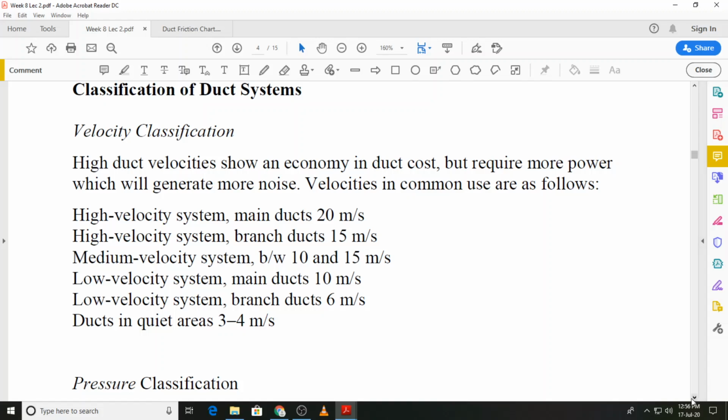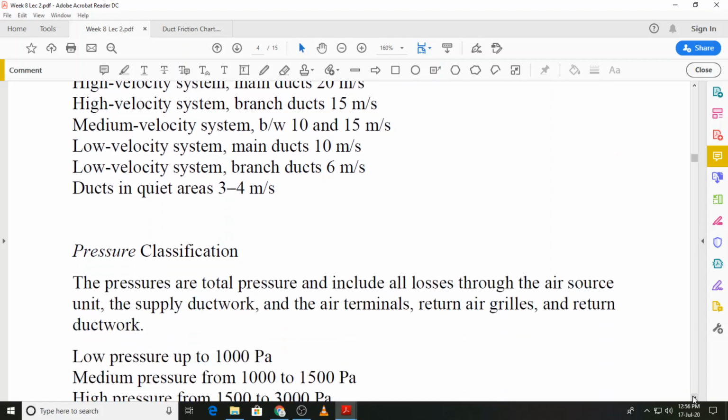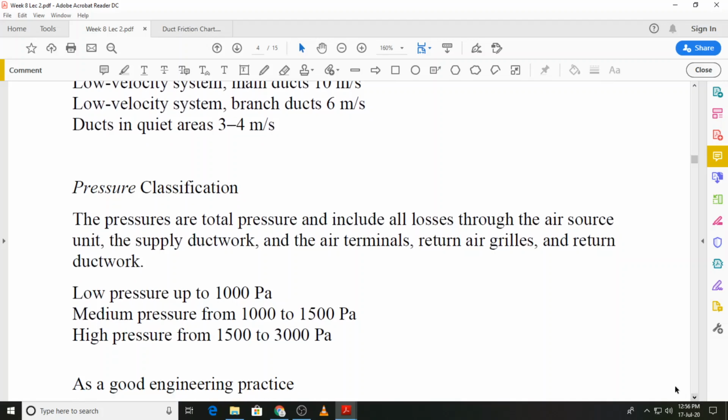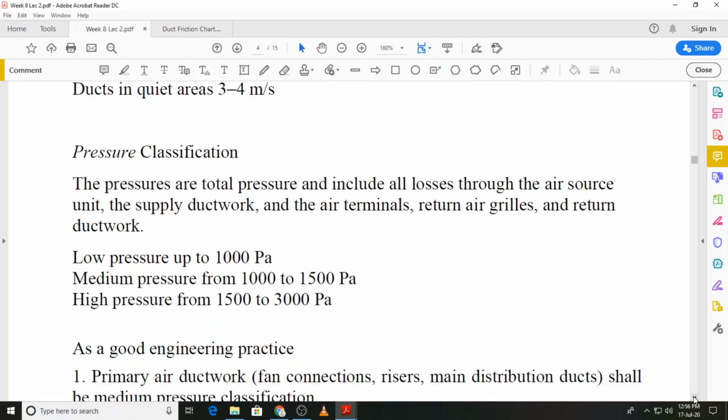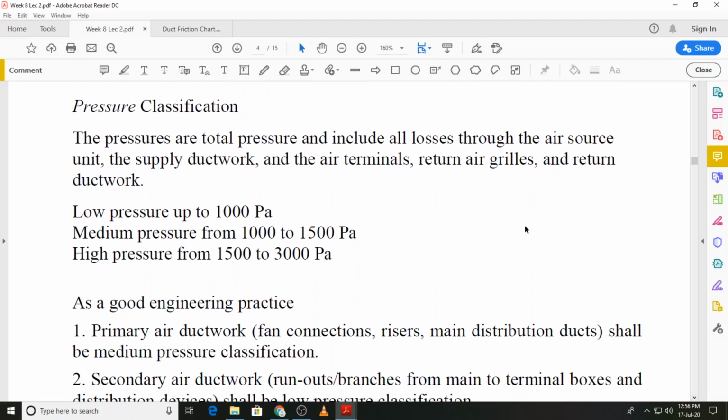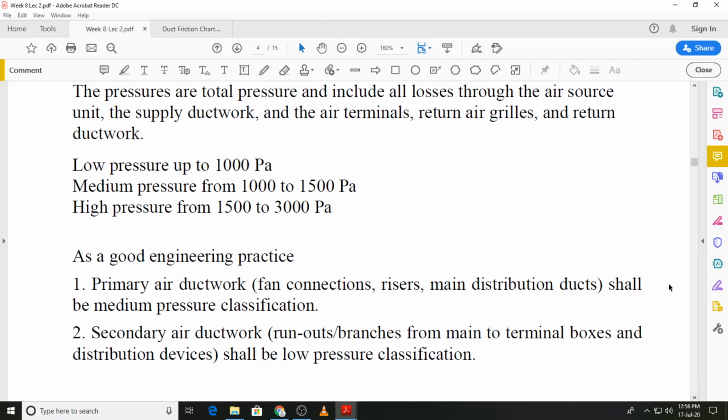Then for the pressure classification, we also have three categories, that is high pressure systems, low pressure systems and medium pressure systems. Again, as a broad guideline, duct systems which are classified as low pressure have a pressure of about 1000 pascals, and we are talking about the gauge pressure in the ducts. For medium pressure systems, the gauge pressure ranges from 1000 to 1500 pascals, and high pressure 1500 to 3000 pascals.